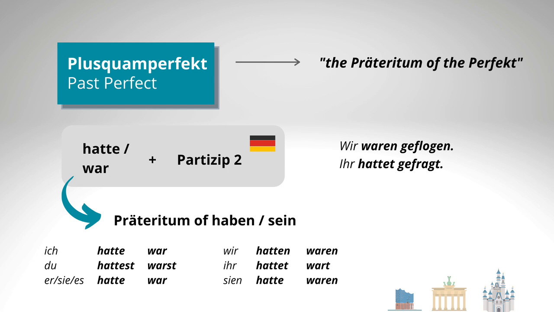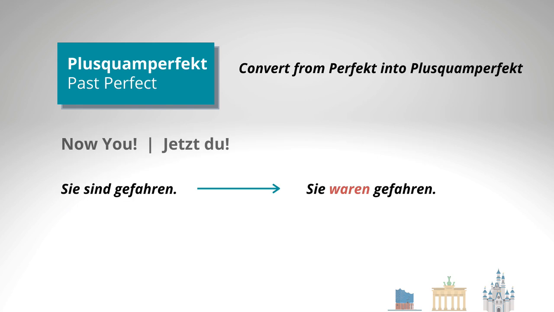Got it? Great, so now it's your turn. We'll now have an exercise where I give you a sentence in the perfect in German and your task is to convert it from perfect into Plusquamperfekt. For example, if I give you the sentence Sie sind gefahren, they have driven, your task is to convert it into the Plusquamperfekt. They had driven.